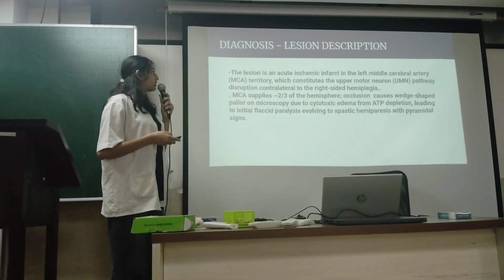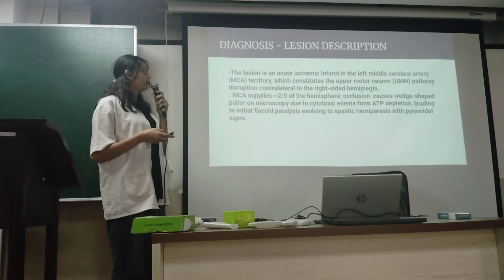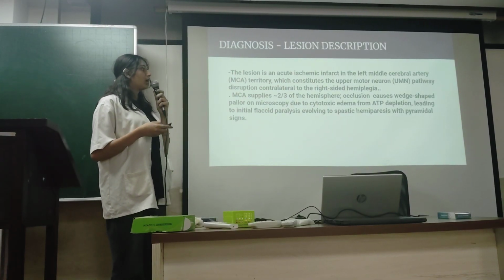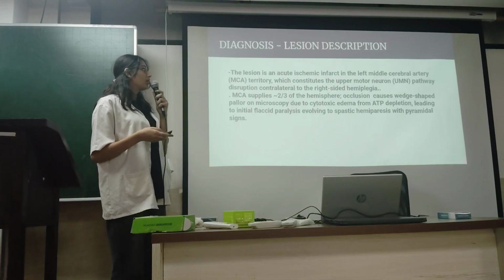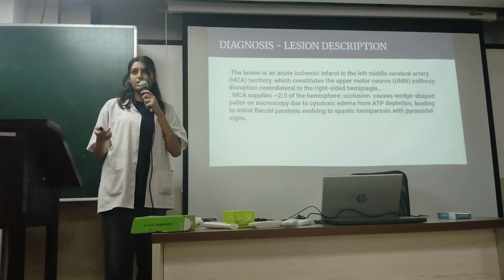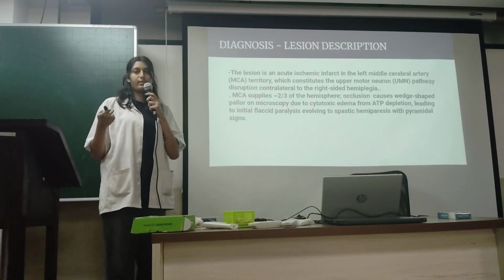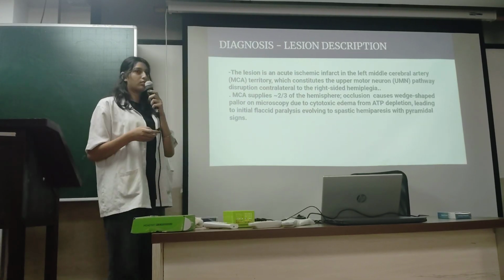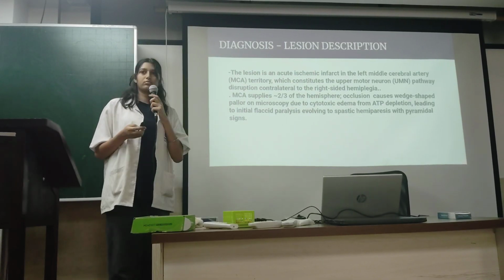The lesion description: the lesion is an acute ischemic infarct in the left middle cerebral artery, which constitutes the upper motor neuron pathway disruption contralateral to the right-sided hemiplegia. That is why the right side of the patient was affected, because in the left middle cerebral artery we saw the clot. Thank you.